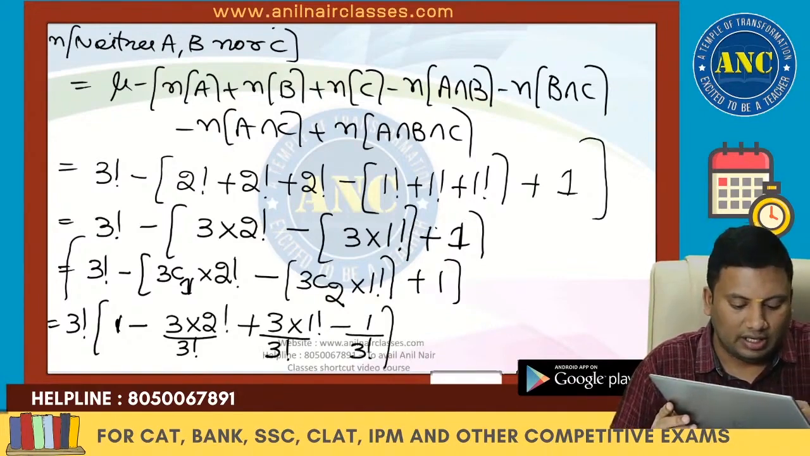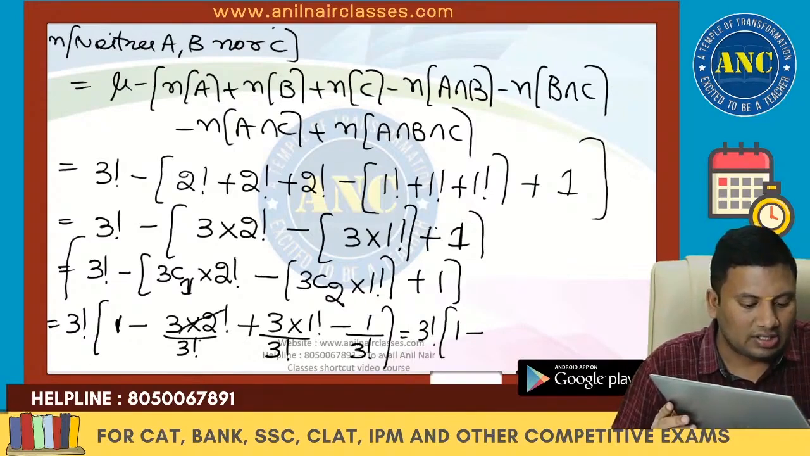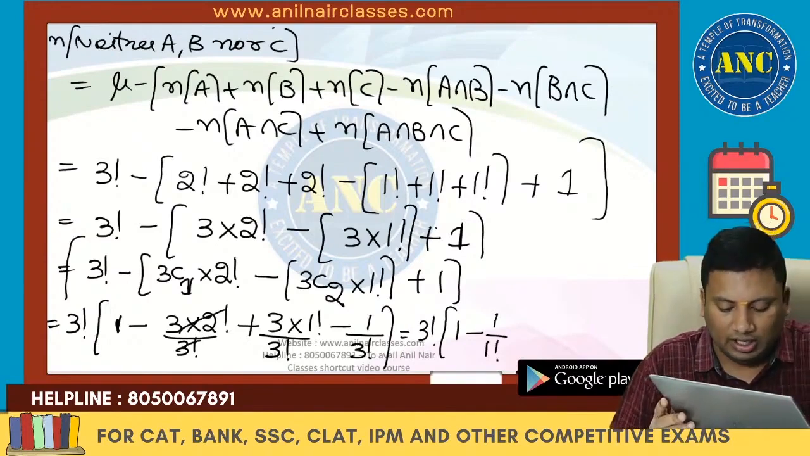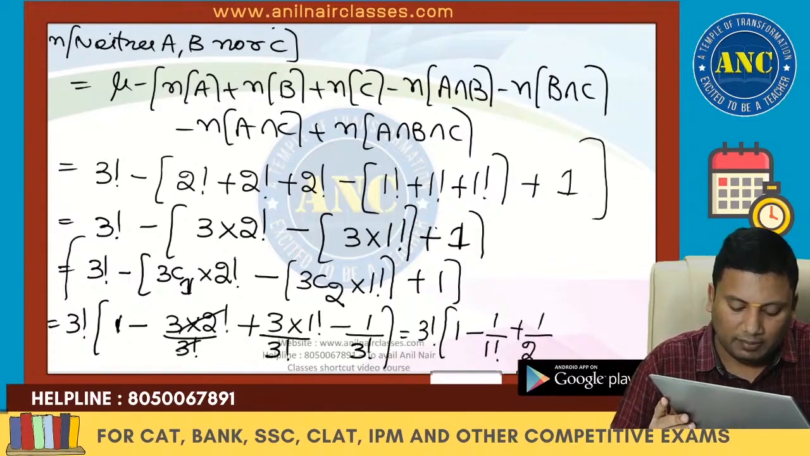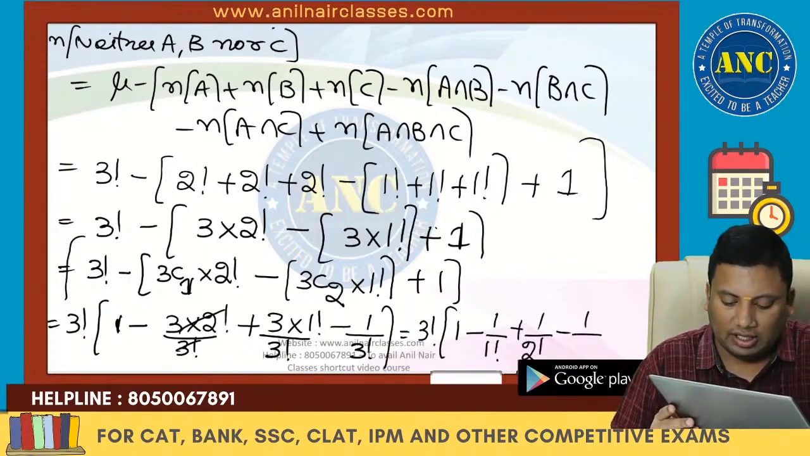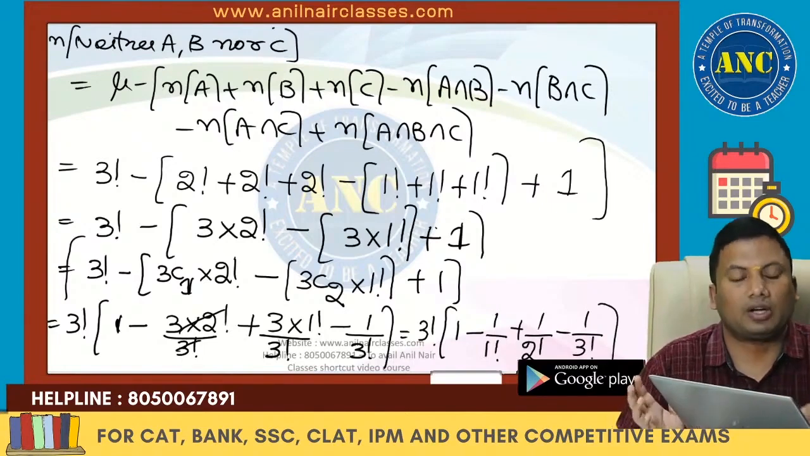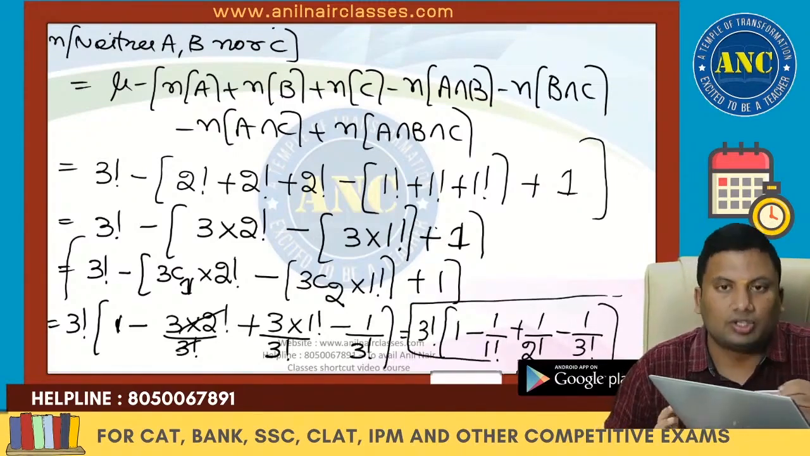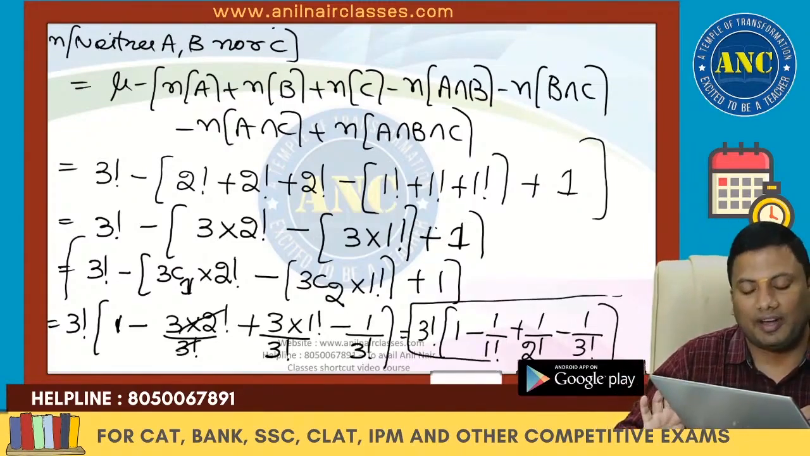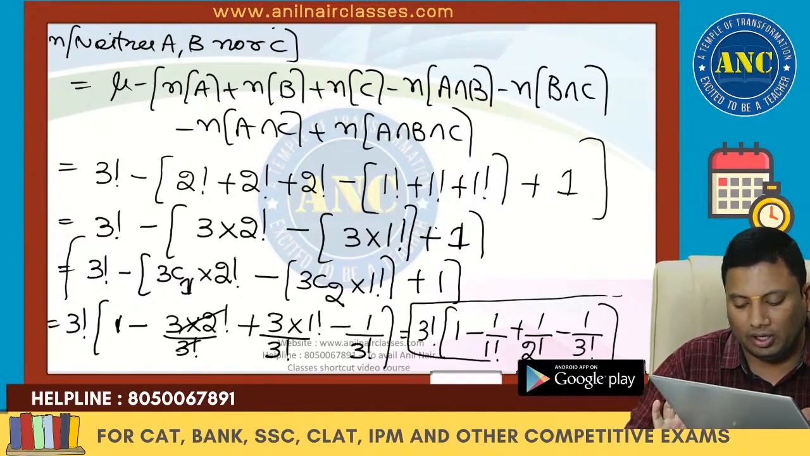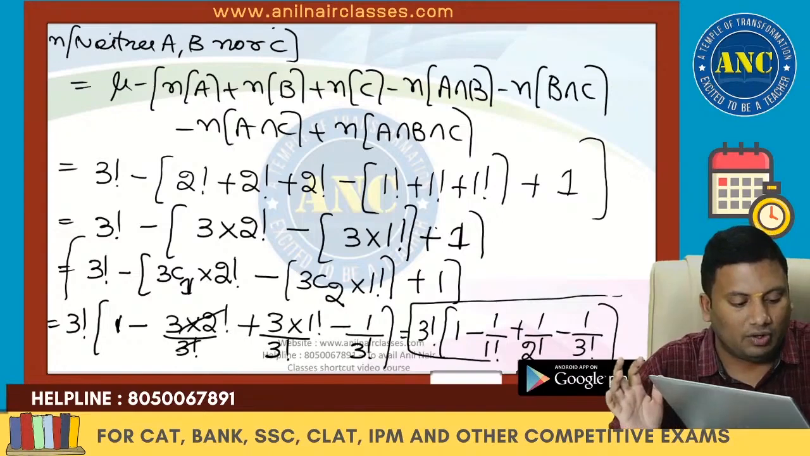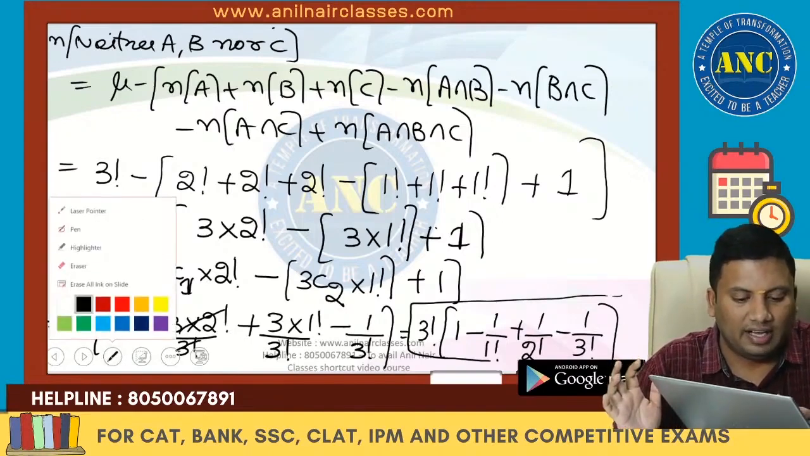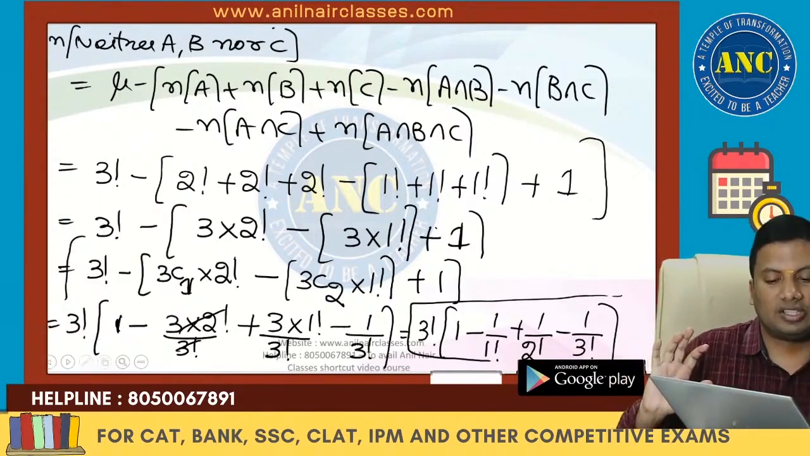Now if you see here, this is nothing but 3 factorial, 1 minus 6 by 6. It is again nothing but 1 by 1 factorial. 3 by 6, which is nothing but 1 by 2 factorial. This is nothing but minus 1 by 3 factorial. For 3 things, what did I get? 3 factorial into 1 minus 1 by 1 factorial plus 1 by 2 factorial minus 1 by 3 factorial. Now it should be very, very easy for you. I hope this concept is clear.